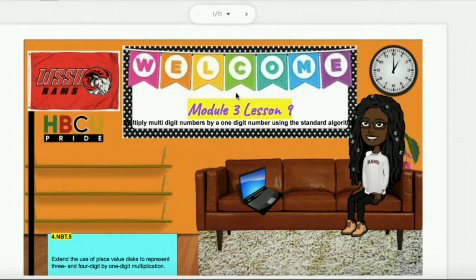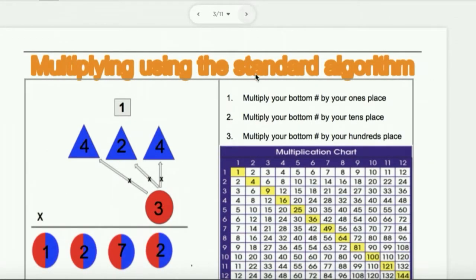That's right, y'all. We are going to learn how to multiply the same way your aunties, your uncles, your mom, your pops, your grandmother, your great-grandmother, Miss Turner. You're going to learn the same way that we learned when we were in school how to multiply, and it's called using the standard algorithm. Let's go ahead and look at this anchor chart to help us.